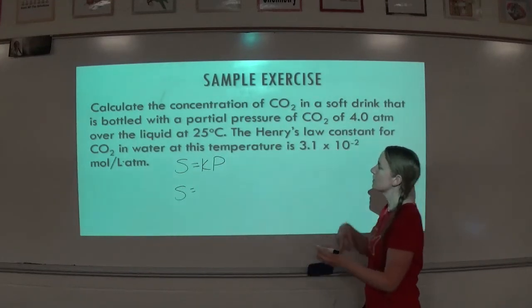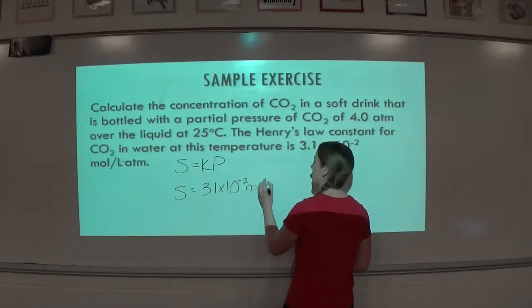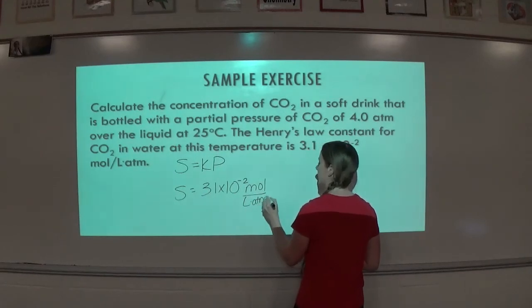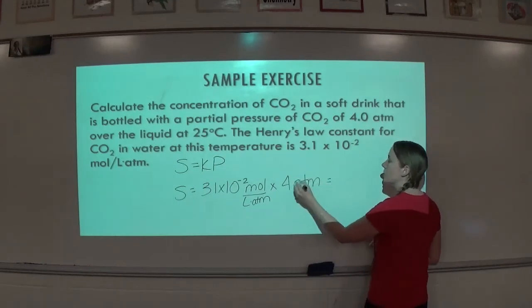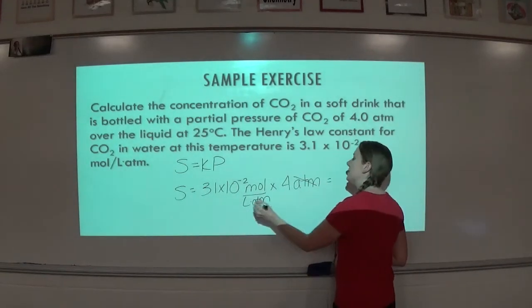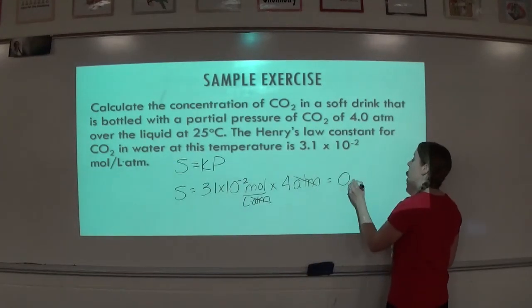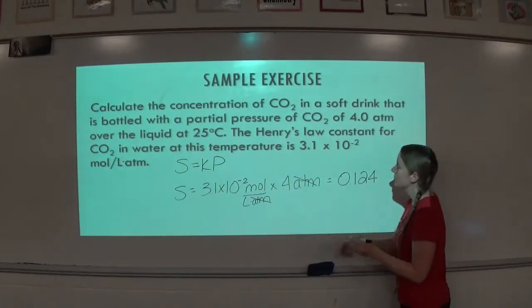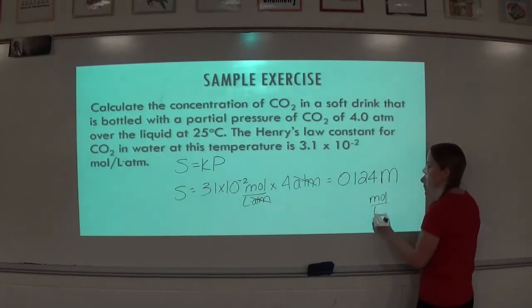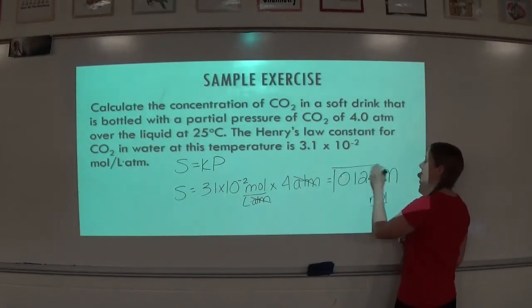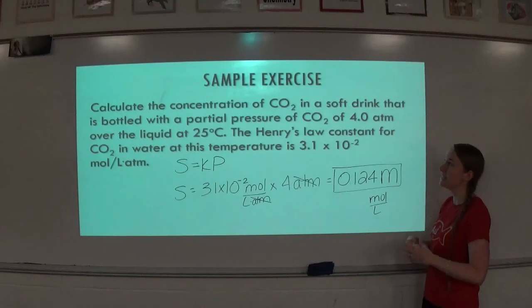So of course S equals KP, so then I just plug in. It tells me my Henry's law constant is 3.1 times 10 to the negative 2 moles per liter times ATM, and then times my pressure of 4 ATM. If you look, y'all know how I am about units, so our ATM cancel, we're left with moles per liter, which is molarity. When we solve, we get 0.124, and like I said, I'm going to put the capital M for molarity, but you can put moles per liter if you would like. Either one is fine. And so that's how we can calculate the concentration of CO2 in that soft drink at that temperature.